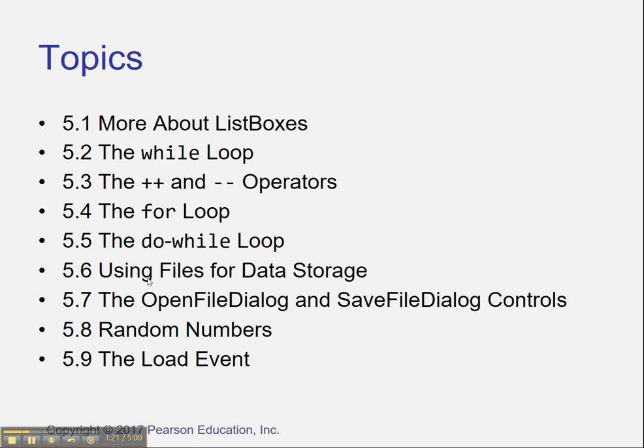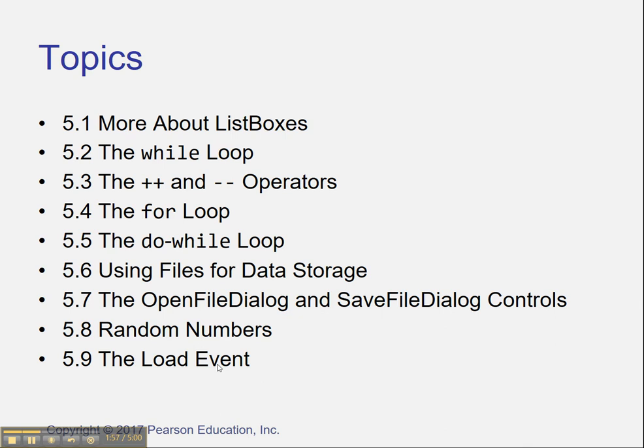We'll also be reviewing how to access files to take data and store data in text files, which is a neat process, by using two other controls, one called an open file dialog and a save file dialog. Those two will be used for saving a text file or opening a text file and then accessing file information inside of those files. We'll look at the random number generator, which we use in all sorts of programs, and also a new event called the load event handler. So this will be the focus.